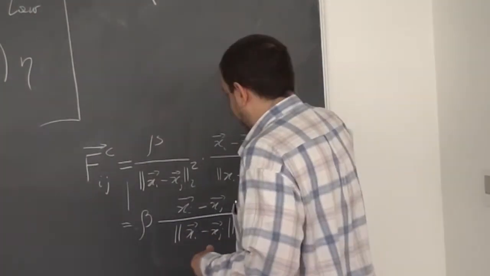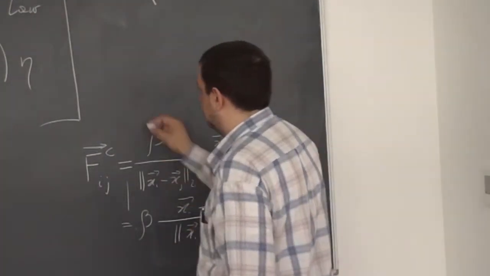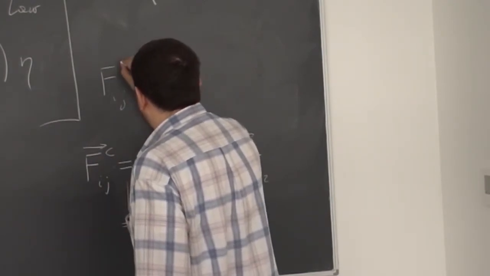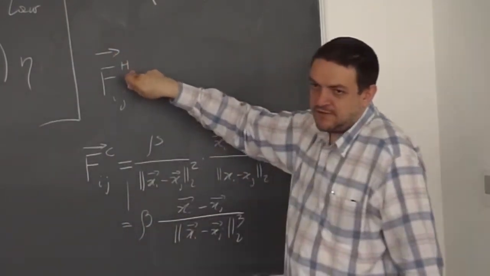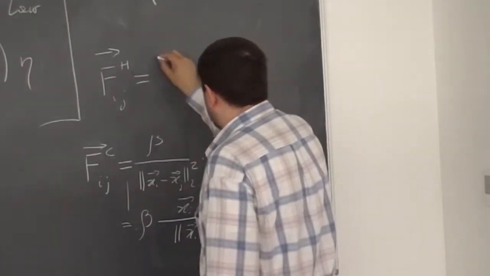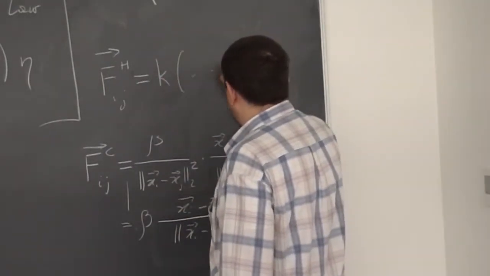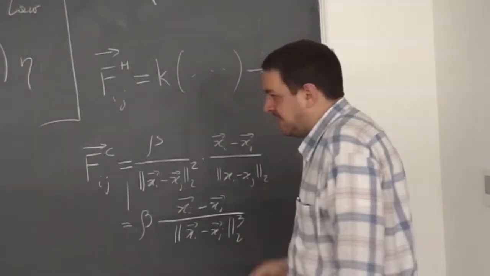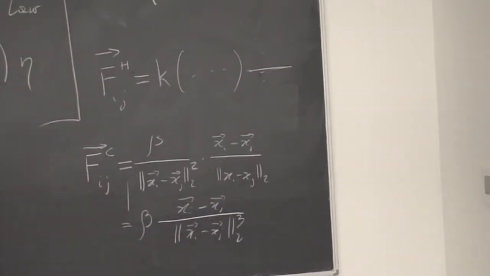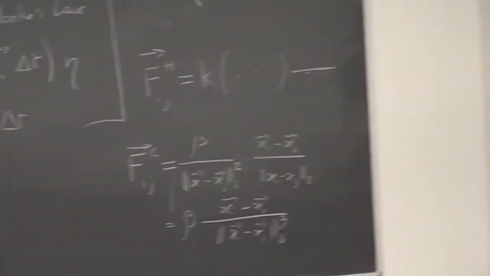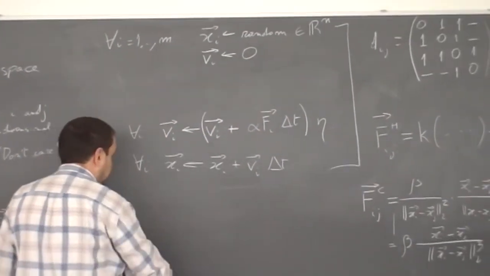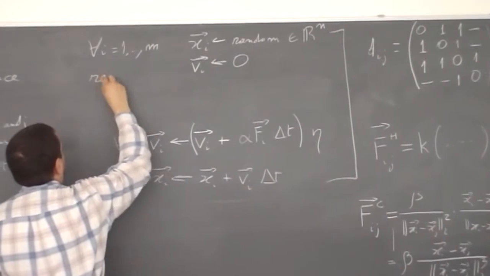Now, remember that we also have the Hooke's law. Let's call Fh the force by Hooke's law, which was k times something times the unit vector between the nodes. So how do we change this algorithm? Well, let's write explicitly how we determine the forces. So we need to repeat.